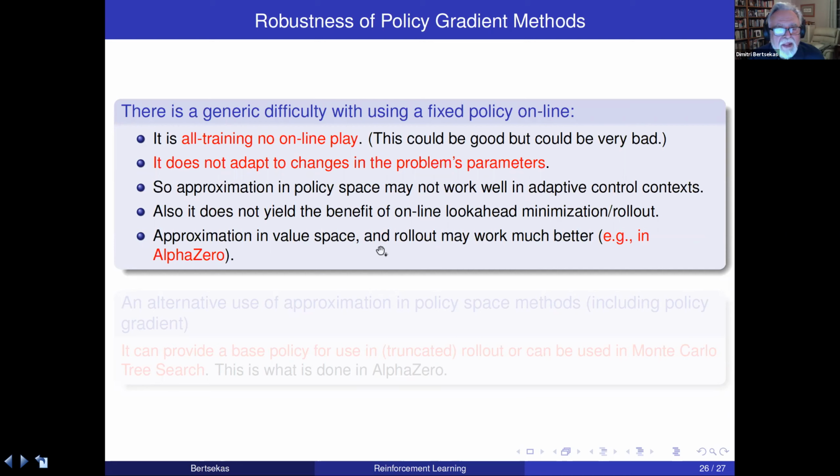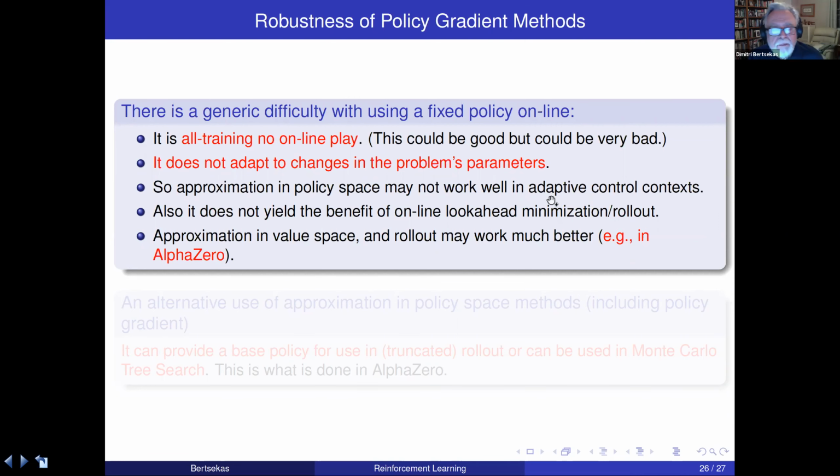then it would play not very impressively. It may play like a strong player, but nowhere near the phenomenal level of play that it is capable of through multi-step look ahead and approximation in value space. So bear that in mind. Using a fixed policy does not take advantage of this rollout bump in performance, and also cannot deal very well with adaptive control situations.